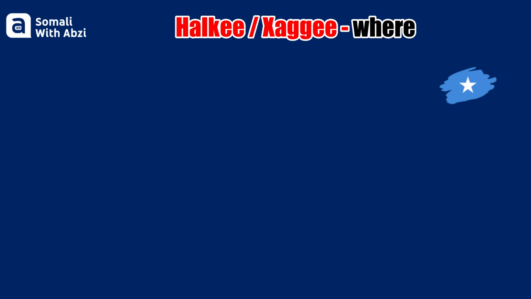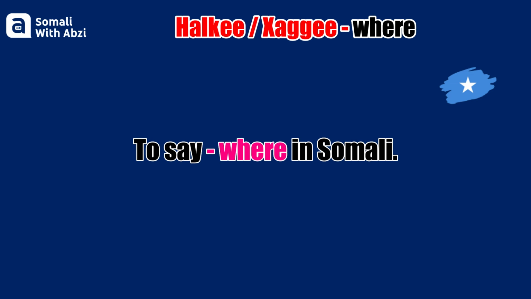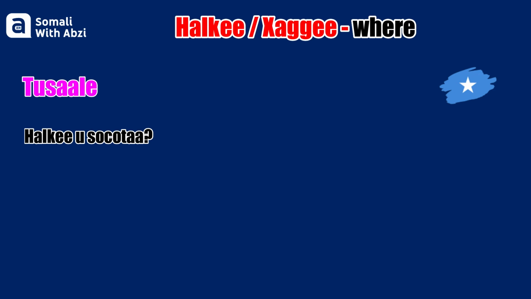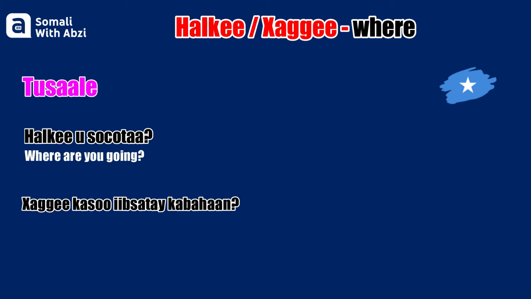We use Halkee or Xaggee to say where in Somali. Halkee u socotaa? Which means where are you going? Xaggee ka soo iibsatay kabahan? Which means where did you buy these shoes?